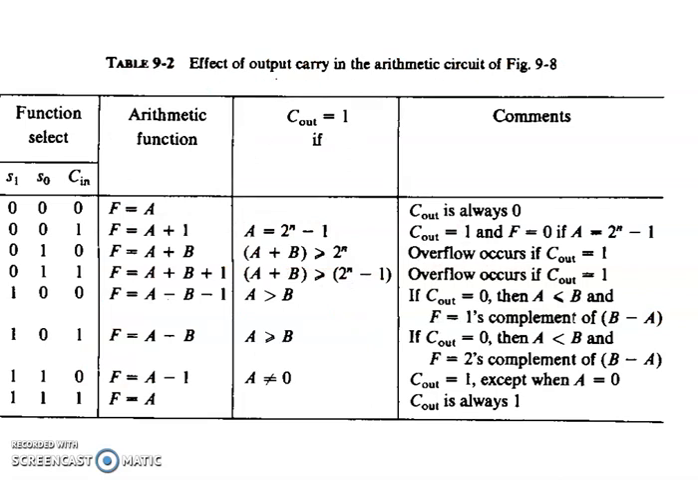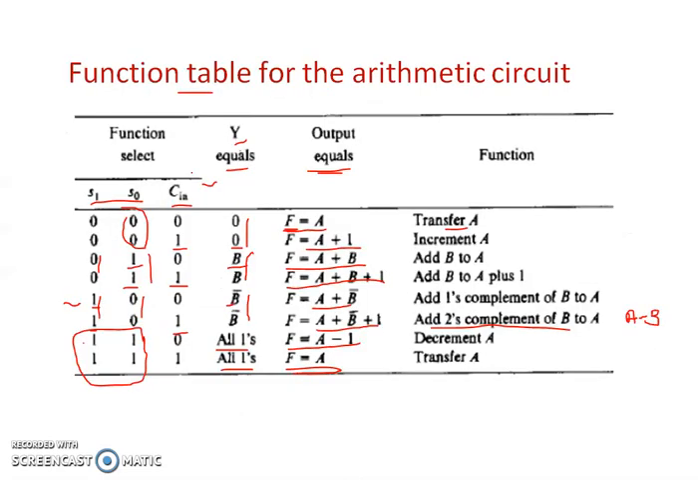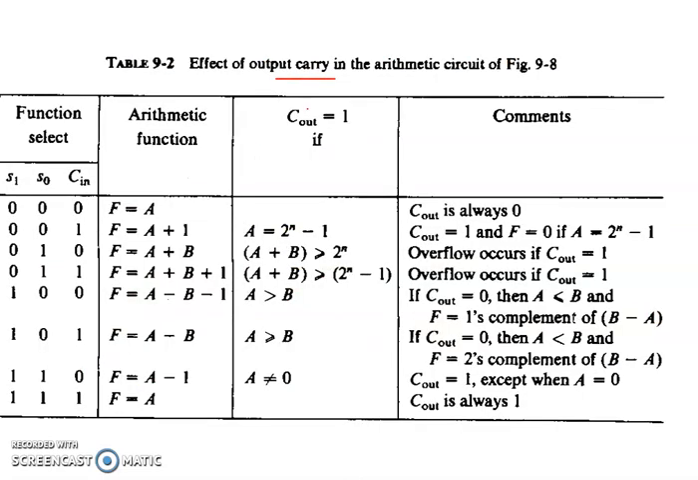This table shows the effect of the output carry, along with the inputs used for selecting the function: S1, S0, and Cin. Together with that, if Cout is equal to 1, then what does it do? If Cout is equal to 1, in this case it will be performing F equal to A plus 1.